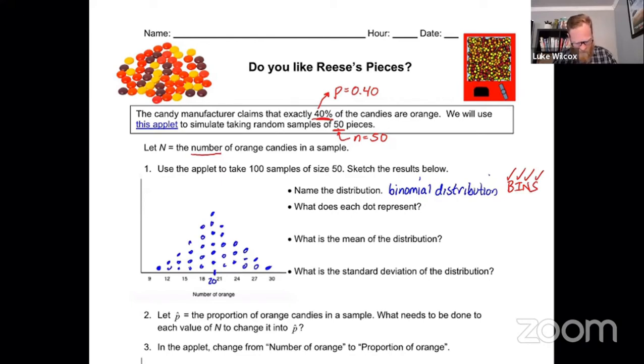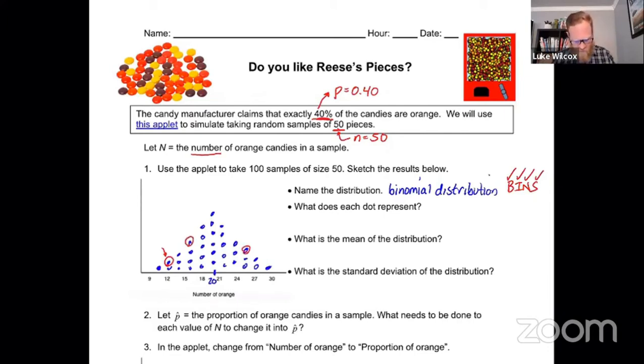Well, let me take this dot right here, for example. What does that dot represent? Well, it represents a random sample of 50 Reese's Pieces, and then we count the number that are orange. In this case, there were 12. And then this dot represents a different random sample of 50, counting up the number of orange.